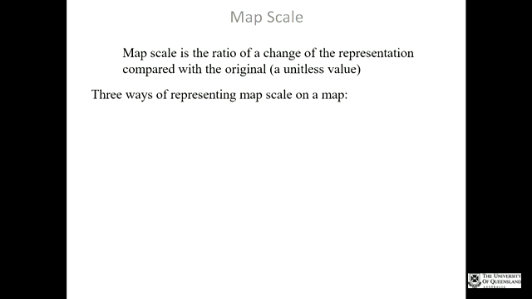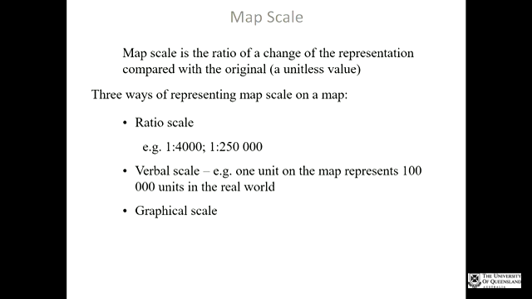But there are basically three ways of representing that map scale on a map. The first one is ratio scale, so we can actually say what the ratio is. If it was 1 to 4,000, we would say every 1 centimeter on the map is 4,000 centimeters in the real world. A 1 to 250,000 scale says 1 centimeter on the map is 250,000 centimeters in the real world. So it gives you a sense for the scale. The bigger this number is, the bigger extent the map represents. All right, so that's one way of showing the scale on a map.